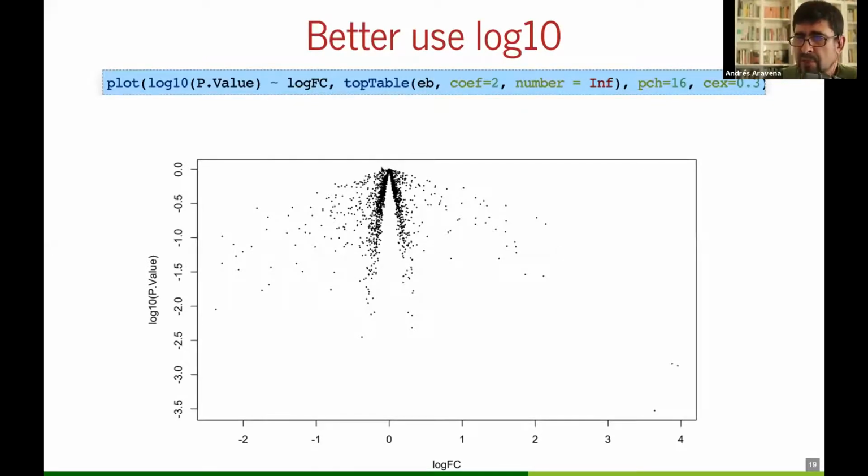0 here means that the p-value is 1, very bad. Minus 1 means 10%, minus 2 means 1%, minus 3 means 0.1%. Log 10 essentially counts the number of zeros. Okay?